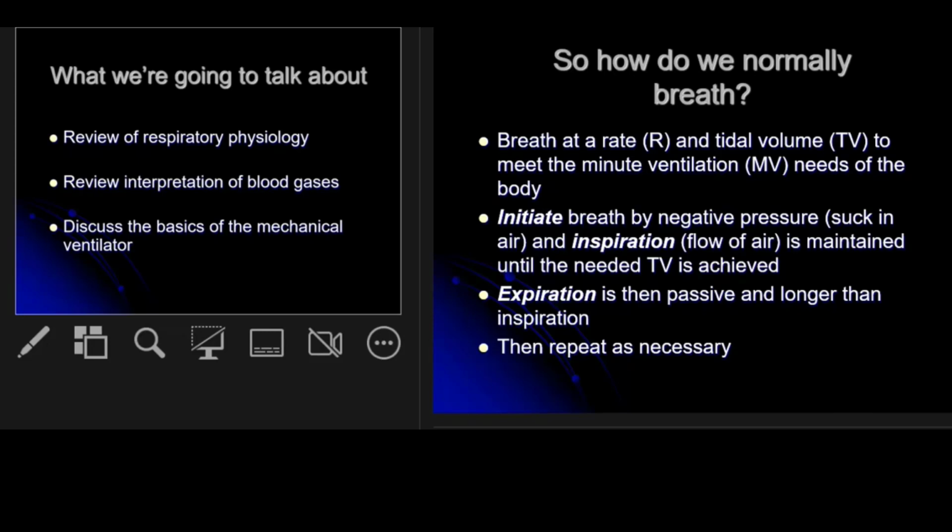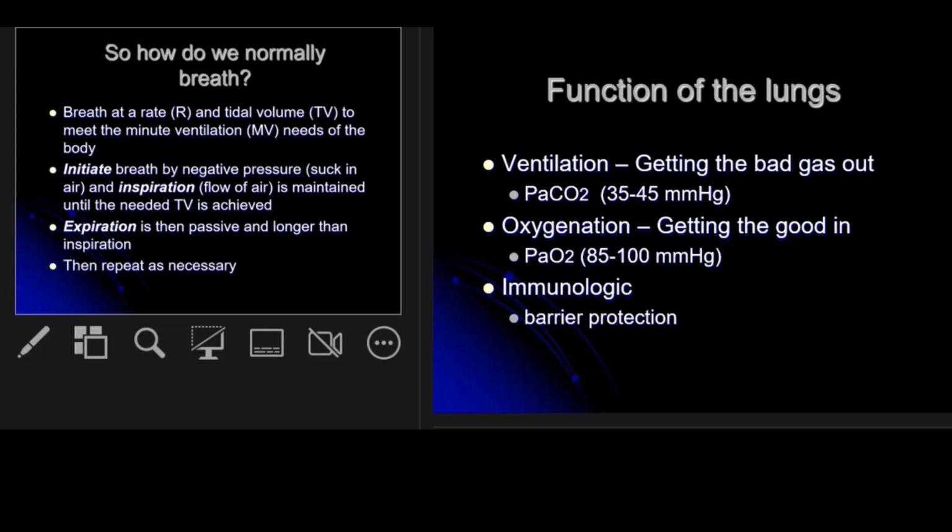All right. So we're going to start out by talking about how we normally breathe, when we're alive and breathing. We normally breathe at a rate called R and a tidal volume called TV to meet the minute ventilation needs of the body. Minute ventilation, remember, is how you get rid of carbon dioxide. Minute ventilation is respiratory rate times tidal volume, and that's the way we eliminate carbon dioxide and regulate our pH.